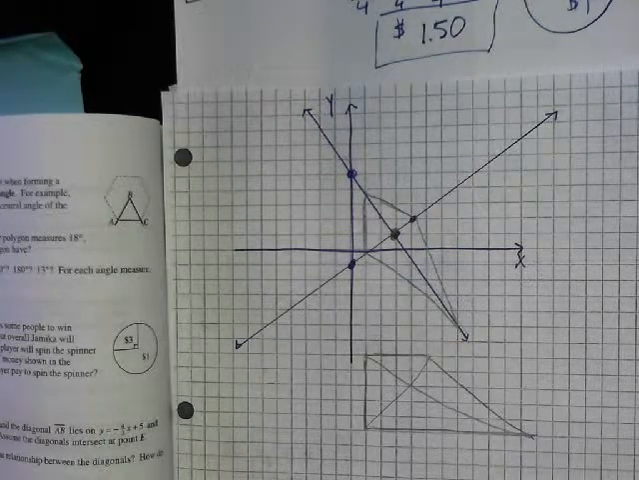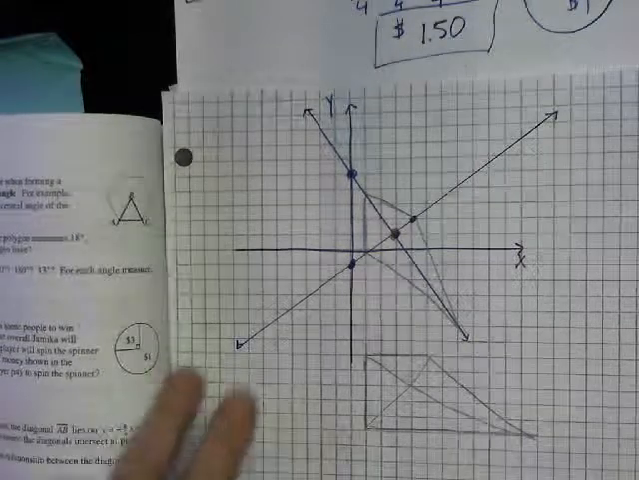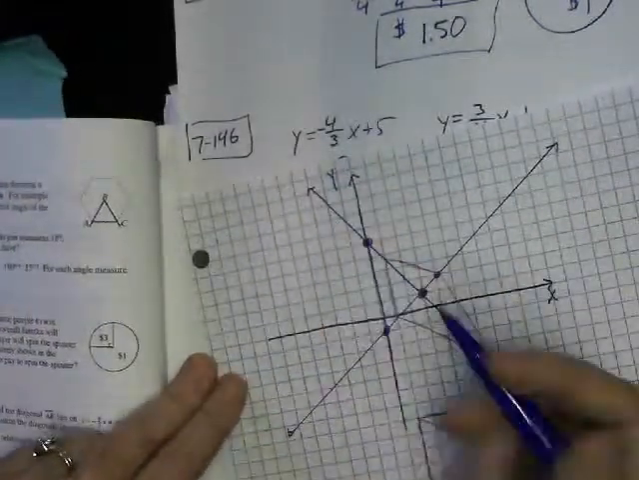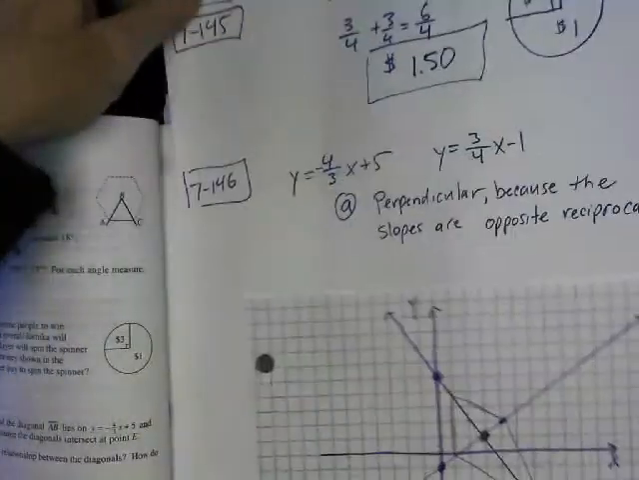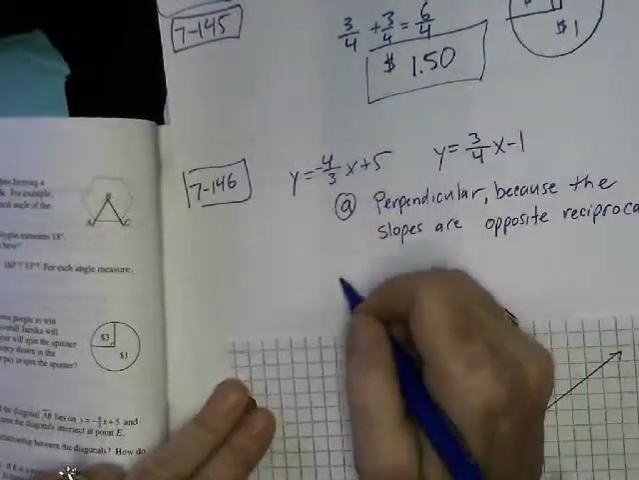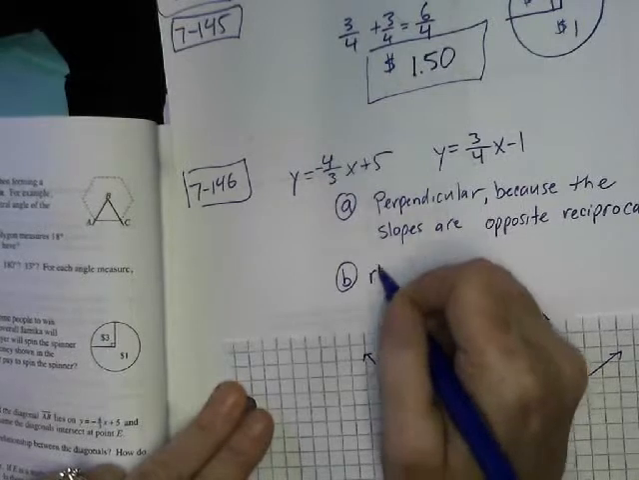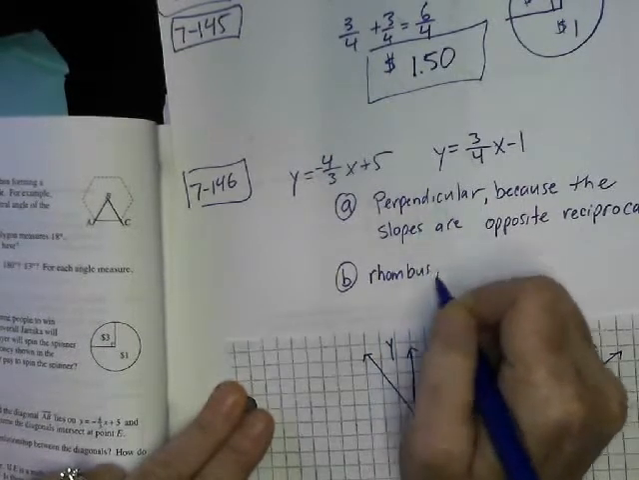So you guys want the answer. The answer for letter B, so there was A, and then the answer for letter B would be rhombus, kite, or square.